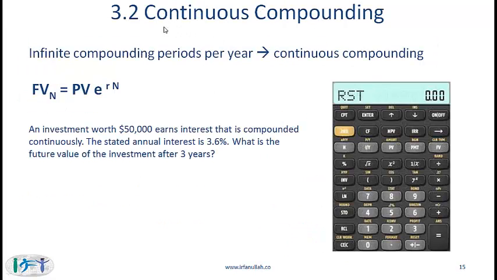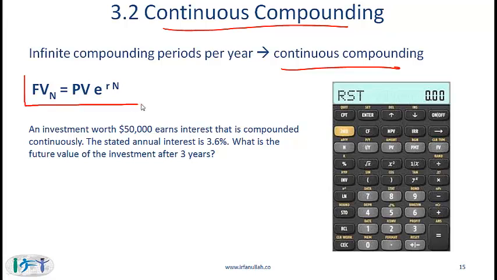Moving now to continuous compounding. We have seen an example with annual compounding. Then we talked about quarterly compounding. We have also seen daily compounding. If we keep increasing the number of compounding periods until we have an infinite number of compounding periods per year, then we say that we have continuous compounding. The formula for continuous compounding is given right here.